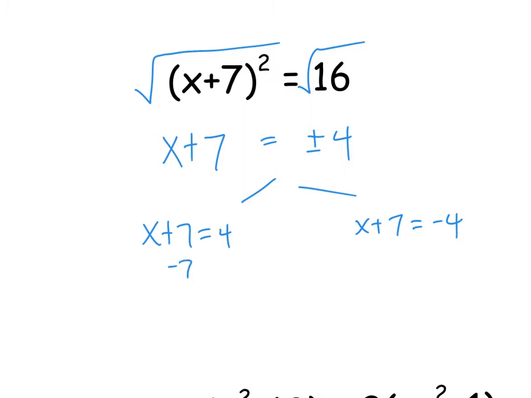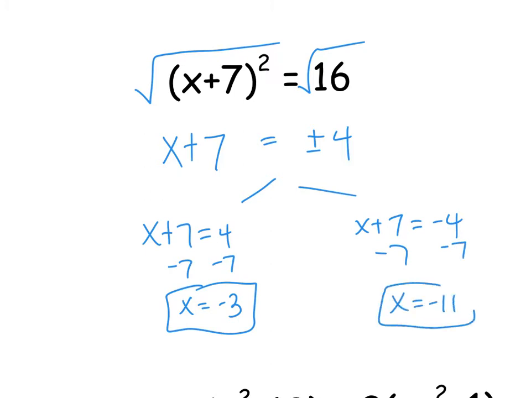Then we solve each of those equations. Subtract 7 from both sides, and we get x equals negative 3. That's going to be one of the answers. And then subtract 7 from both sides, and we get x equals negative 11. So our two answers are negative 3 and negative 11 that make this true. If you want to plug them in, you can. That's a great way to check.